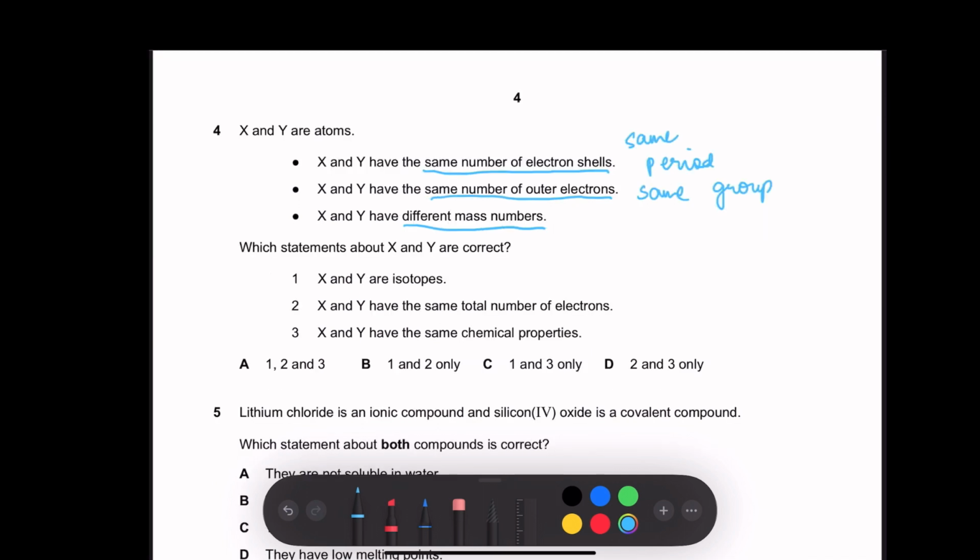And they say that they have different mass numbers. So let's look at these statements. What are correct? They are isotopes? Yes, they are, because they're the same atom. How do we know that? From the first points, same period and same group. Then they have the same total number of electrons? Yes. They have the same chemical properties? Yes, because isotopes have the same chemical properties. So it's A.